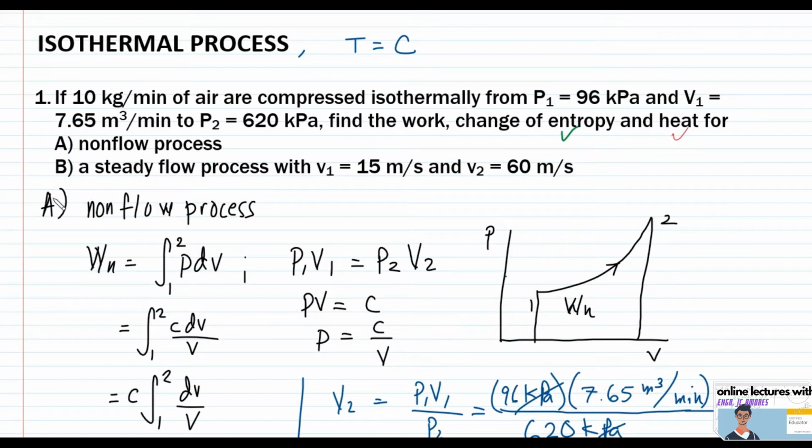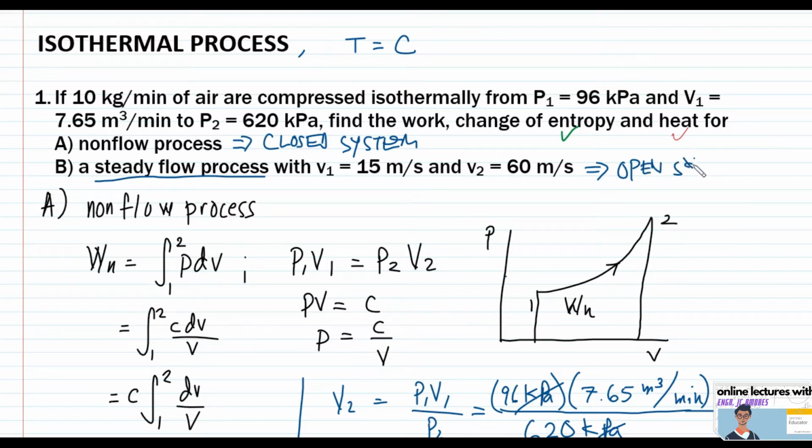So letter B, steady flow process. Let's just have a quick review here. When we say non-flow process, this is applicable to a closed system. And for letter B, steady flow process, this is an open system.